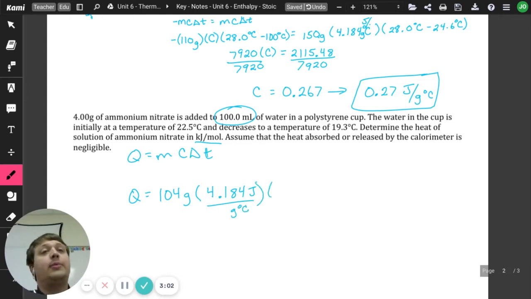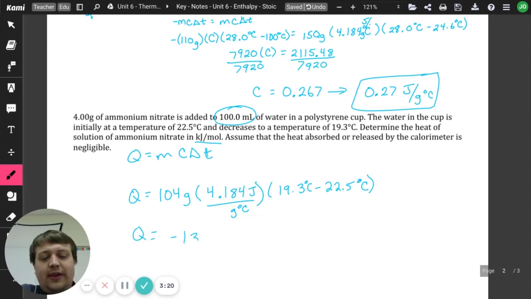And then I do my change in temperature. So my final temperature, 19.3, minus the initial temperature, 22.5, both in degrees Celsius. And then I solve. I'm going to plug that into my calculator, and what I'll find is that my Q equals negative 1,392. And this is 1,392 joules.